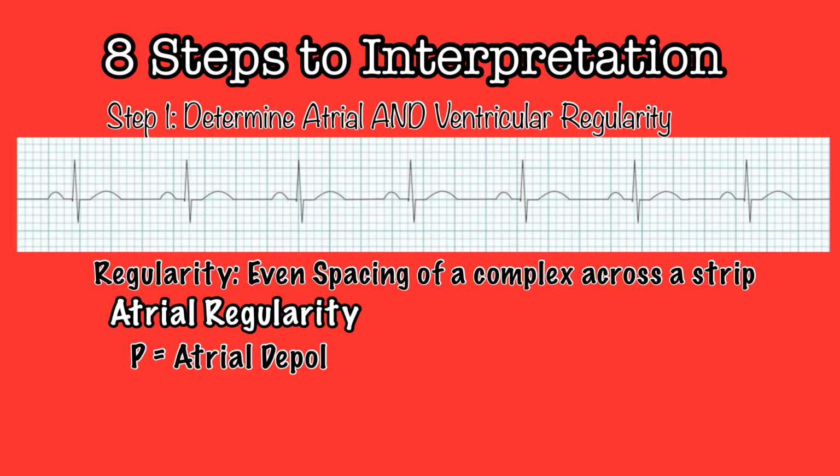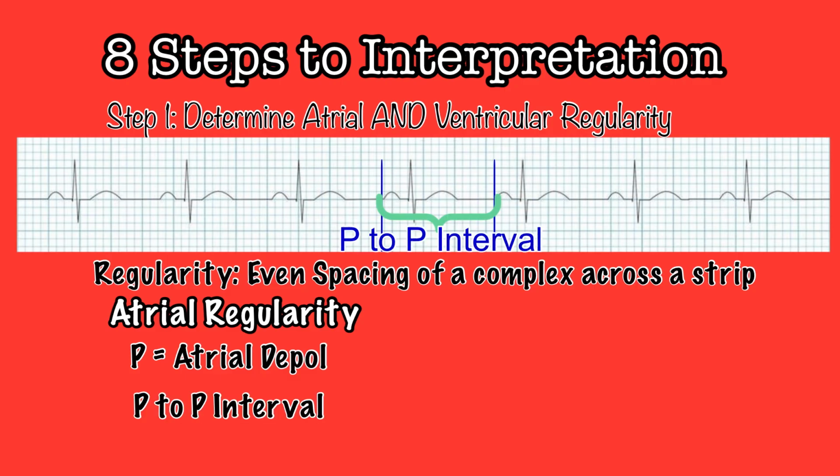So, are the P waves evenly spaced across the strip? Take out your calipers. Put one point at the beginning of a P wave. Put the other point on the beginning of the next P wave. You now have what is known as a P to P interval. If your rhythm is regular, that same P to P interval will match the spacing of every adjacent pair of P waves on your strip. Take your calipers and test the spacing of all the P waves on the strip.